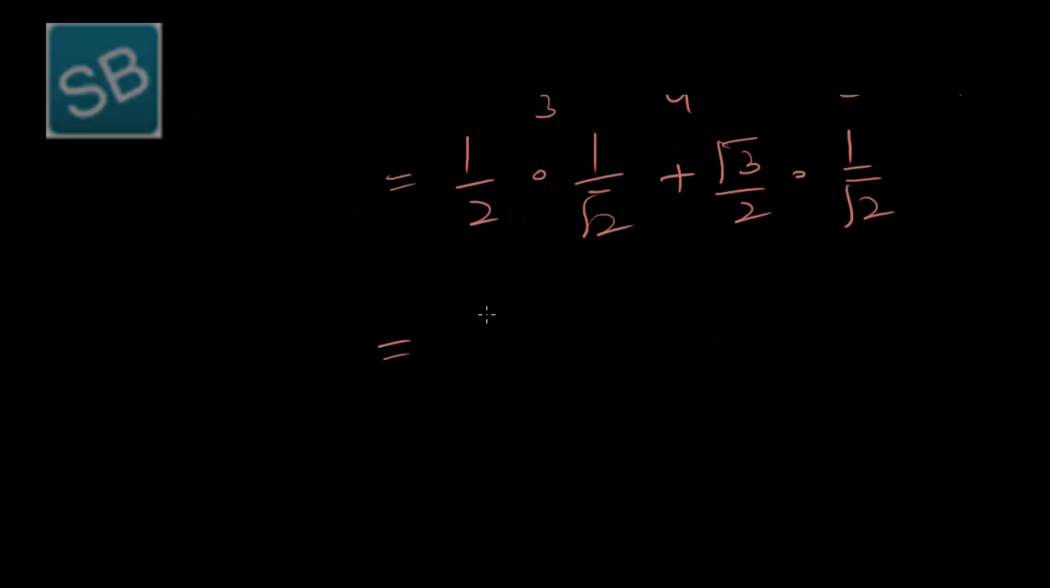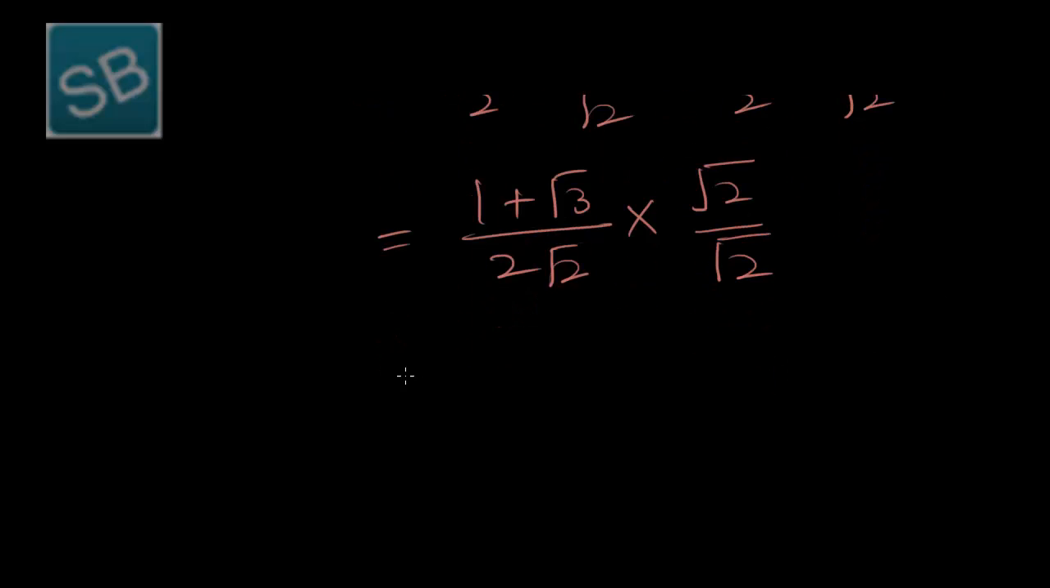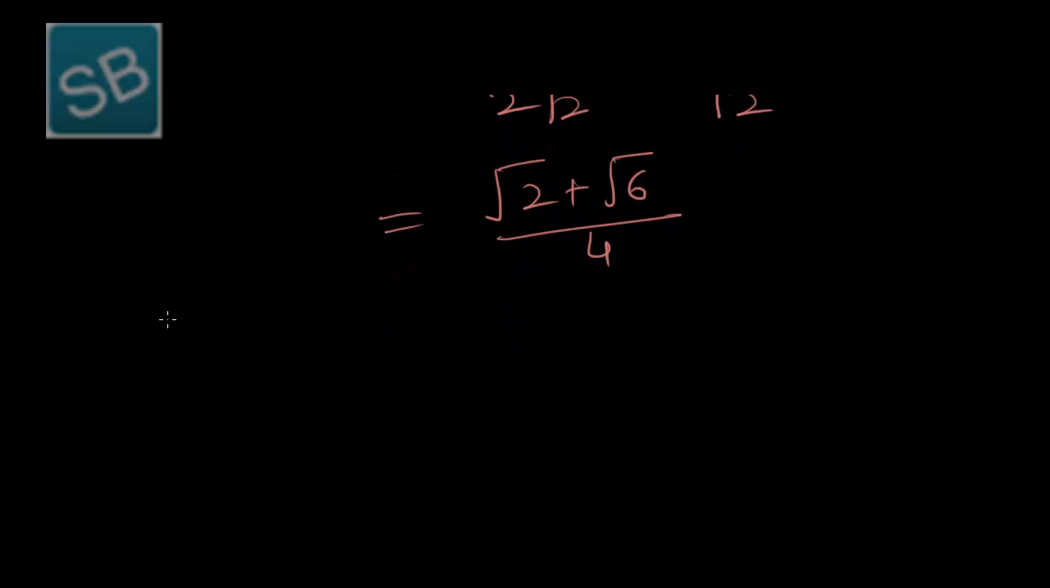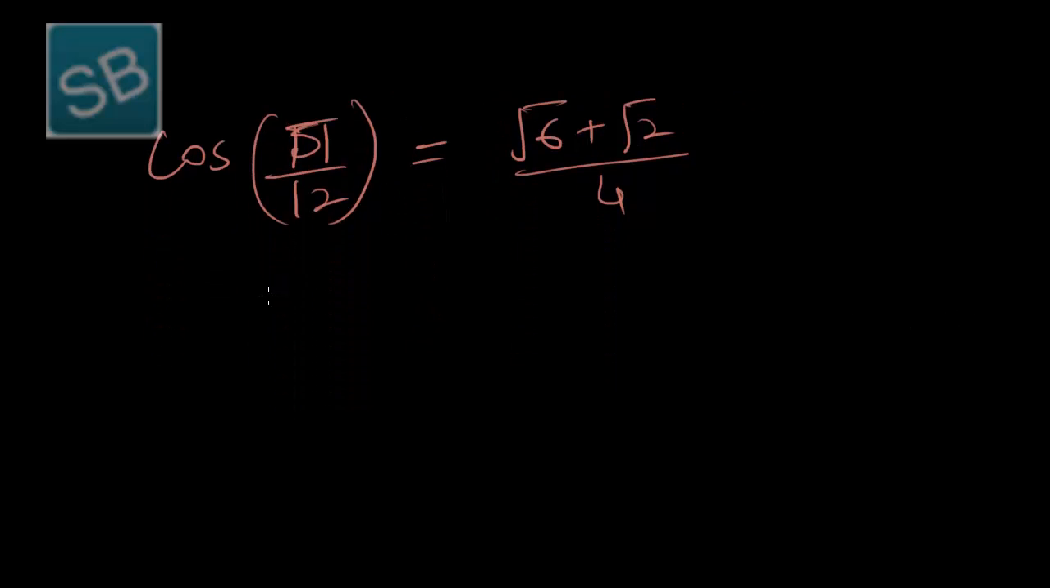So we get (1 plus root 3) over 2 root 2. To make the denominator free from irrational numbers, we multiply and divide by root 2. So we get (root 2 plus root 6) over 4. So the value of cos pi by 12 is (root 6 plus root 2) over 4. By using these two values, we can find other values.